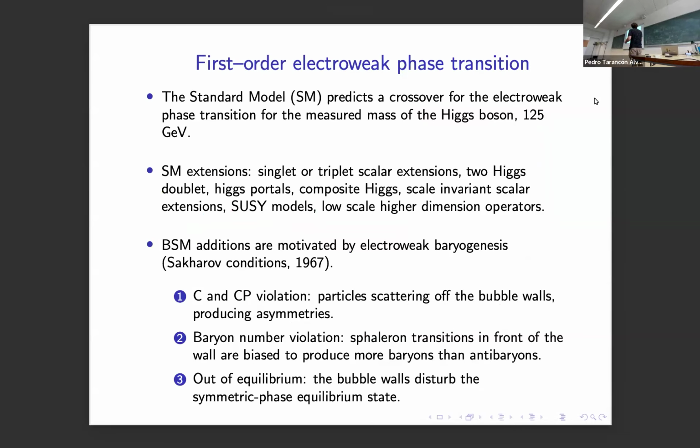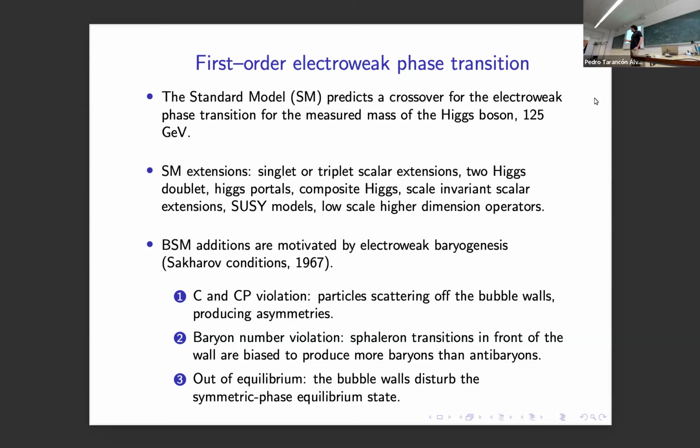So you might wonder, of course, why we are considering a first order phase transition, since I was talking about electroweak or even about QCD, and I will not enter into QCD. But indeed, within the standard model, as you may know, the standard model predicts a crossover for the electroweak phase transition for the measured VEV of the Higgs boson, around 120 GeV. But this means that the electroweak transition cannot account for baryogenesis, because for baryogenesis we need to satisfy the Sakharov conditions, which can be satisfied in general if we have a first order phase transition. So there are many extensions of the standard model that could lead to first order phase transitions, in some range of parameters for some of them.